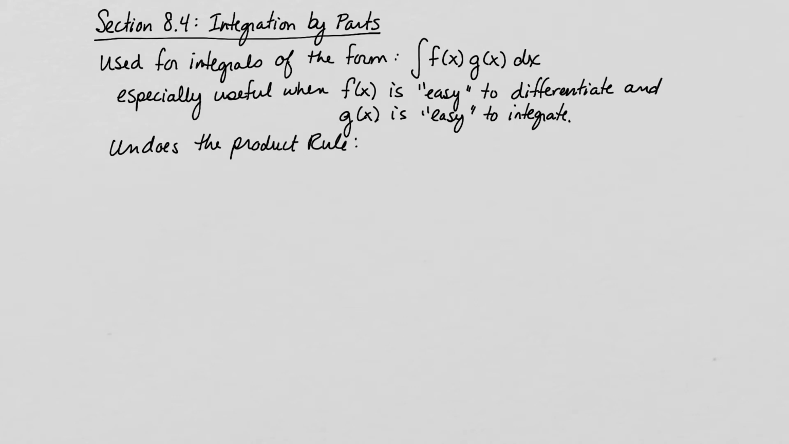So to show you where it comes from, we're actually going to start with the product rule. Let's say that we have the function f of x times g of x, and I want to take the derivative of that with respect to x. We talked about the product rule last time, right? The product rule is the first function times the derivative of the second, plus the second function times the derivative of the first. Do you guys remember us talking about that last time?